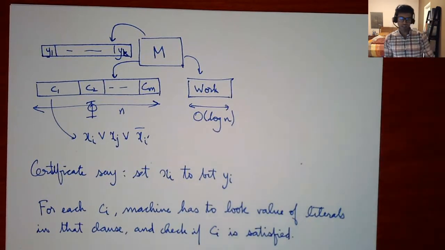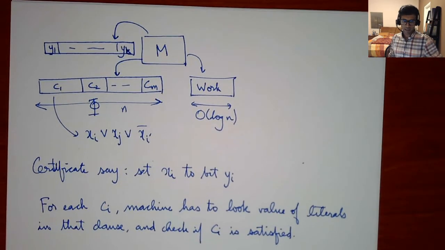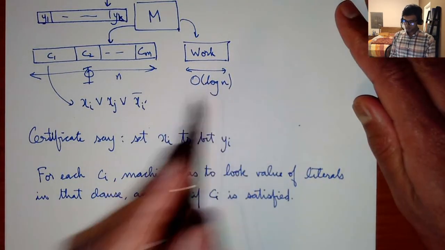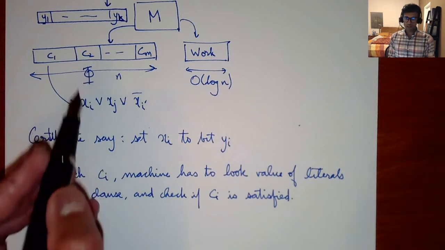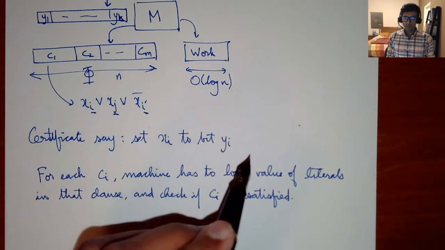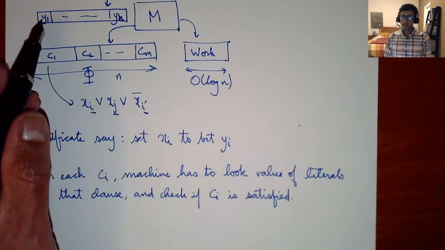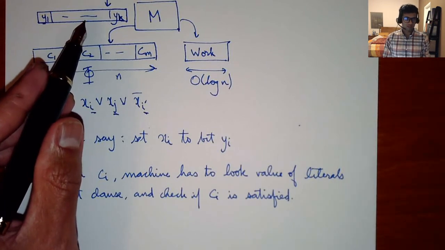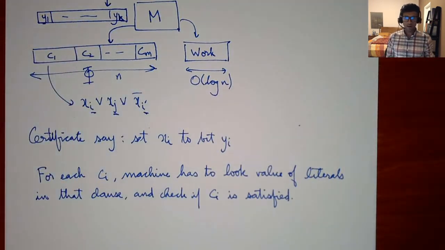Right? That's what the machine has to do. It has to look up the values of those literals and then just check if ci is satisfied. The machine can count, right? Because it has log space. So for any clause, it can look up the indices of these literals, and then the machine can walk through over here, get the appropriate value, and then just check if any of these values is going to satisfy the clause.